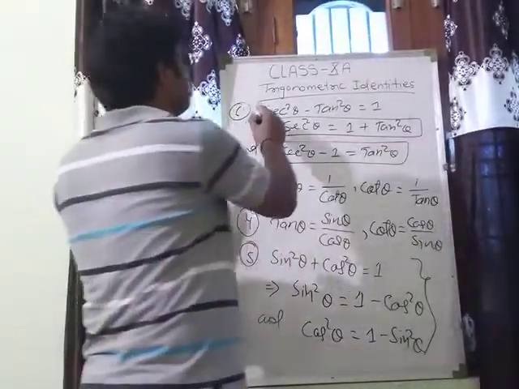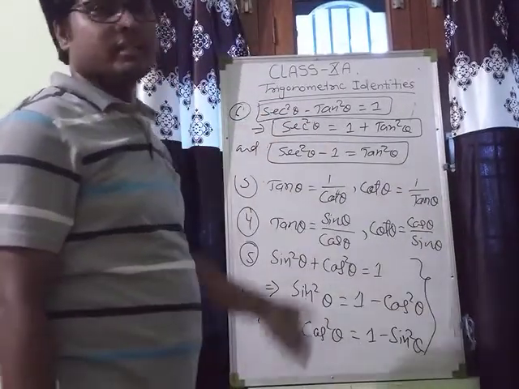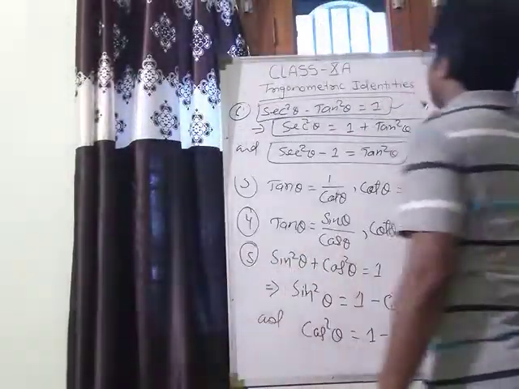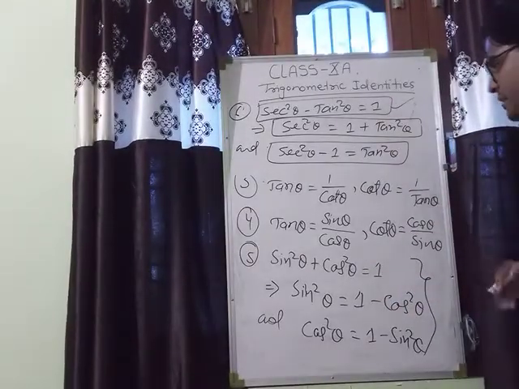Okay? So we have three more identities. Actually this is the identity and these two come from here. So these three are not separate identities.